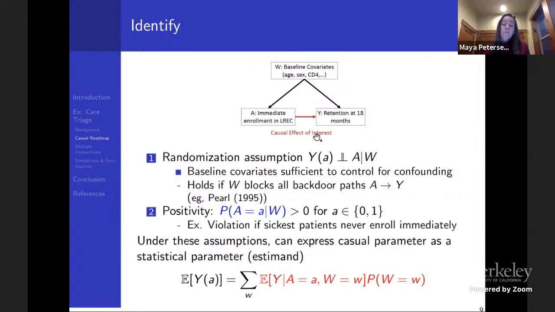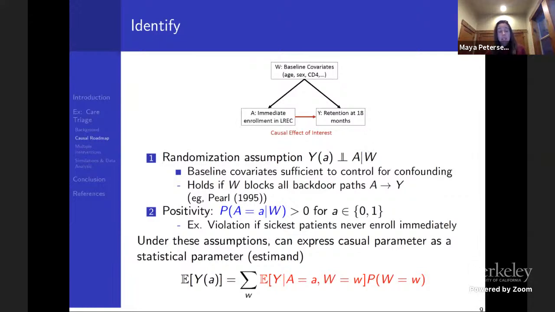And so in brief, when we use the backdoor criteria to evaluate whether we measured enough and what we should adjust for, what we're really asking is: is there some subset of baseline covariates, in this case, that are not affected by our exposure and allow us to block all the backdoor sources of association between our exposure and outcome? So that's our core randomization assumption, or the backdoor criteria.